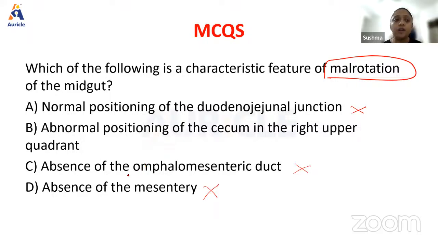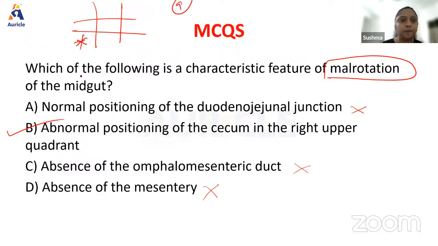Mesentery is present throughout. Abnormal positioning of the cecum in the right upper quadrant is the answer, because where is the cecum present? If you divide the abdomen into 9 quadrants, the cecum is present here, in the right lower quadrant. Is it not? If it goes into the right upper quadrant, then it is abnormal. What is there in the right upper quadrant?